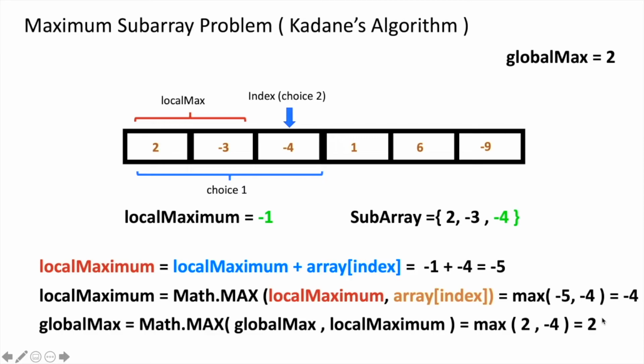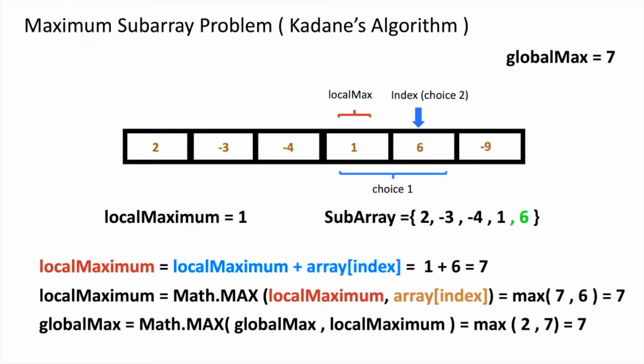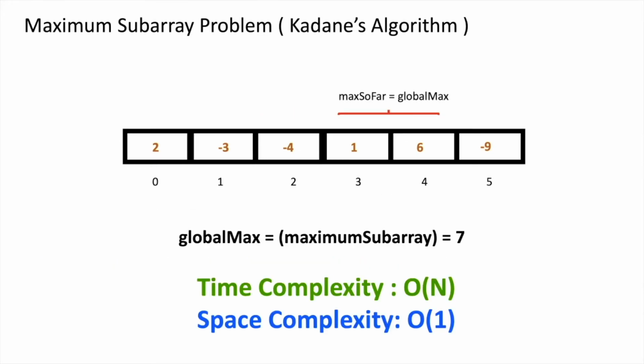Now we will move to the next index, that is index number 3. So similarly over here also the last global maximum was minus 4, and over here we have the new element as 1. And again over here also we will have two choices, whether we should add this new element with the previous one or whether we should take this as our individual subarray. So in this way we will keep on computing and find out the local and the global maximum till the end of the array. And at the end of the complete iteration you can see that the global maximum, that is the maximum subarray value, is 7, which comprises two elements of this array, that is 1 and 6.